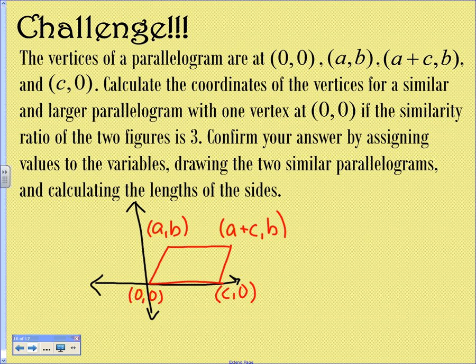What does it mean by the similarity ratio? 1 to 3. This one is a third of the size of the other one, or the other one is 3 times this size. So what's 3 times 0? So that one doesn't really change. Yep, just put a 3. Just put a 3 in front of all the numbers, because they get multiplied by 3. That's it. Not really that hard, huh?